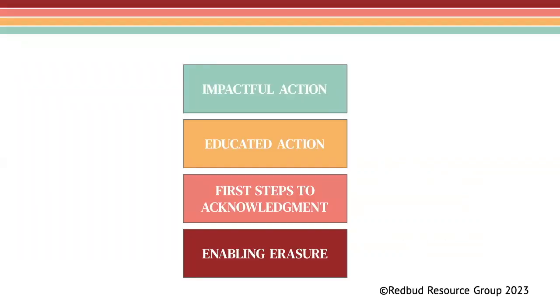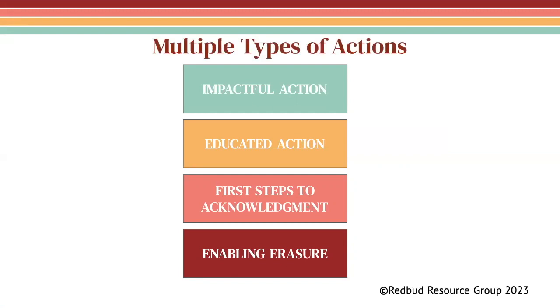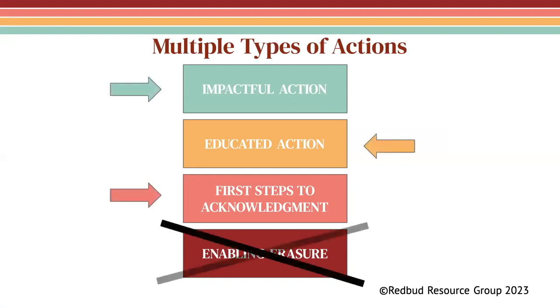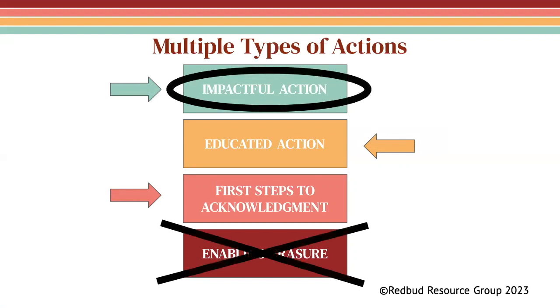The Allyship Spectrum is meant to help you or your organization reevaluate your actions with Native communities and serves as a guide as you continue your work. It is okay if you find yourself doing multiple types of actions at any given time. Just make sure you are not doing any actions from the enabling erasure category. You or your organization want to align your actions as closely to the impactful action category as much as possible.